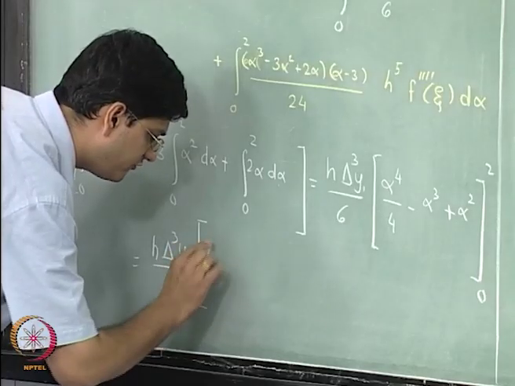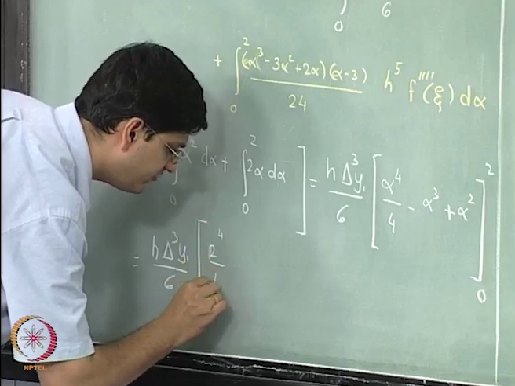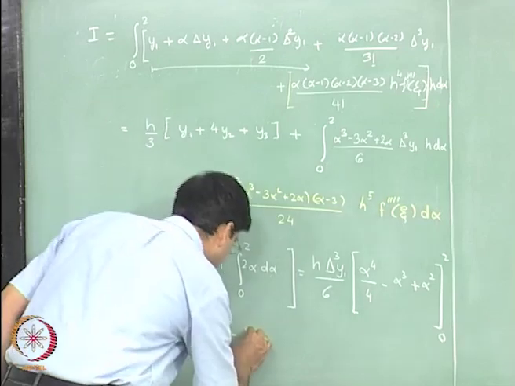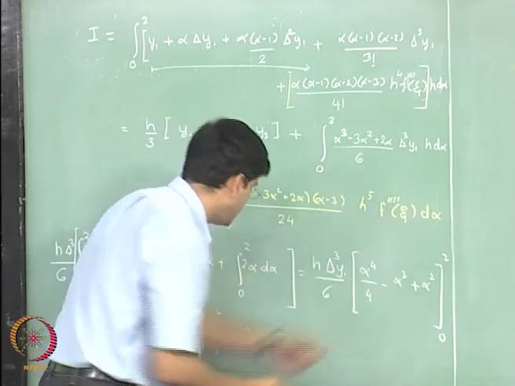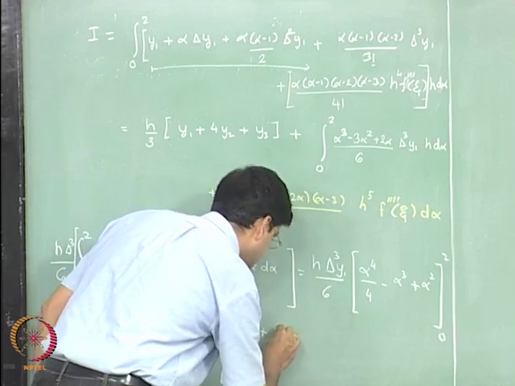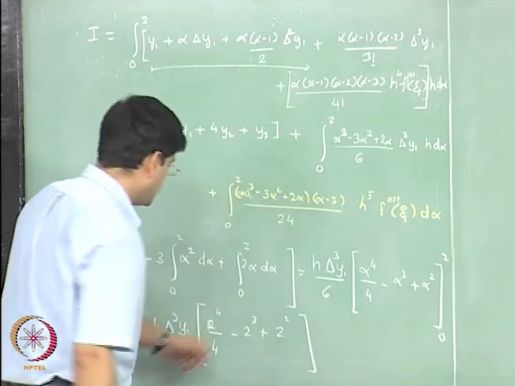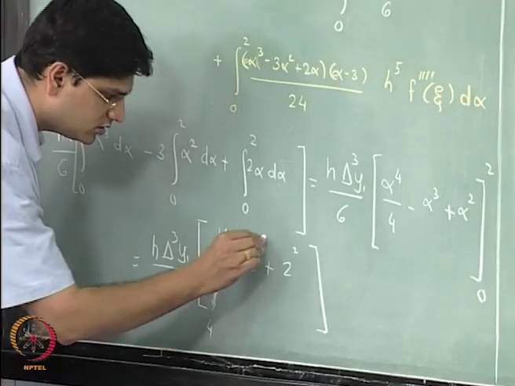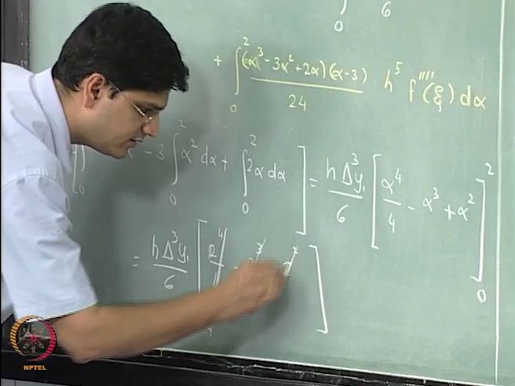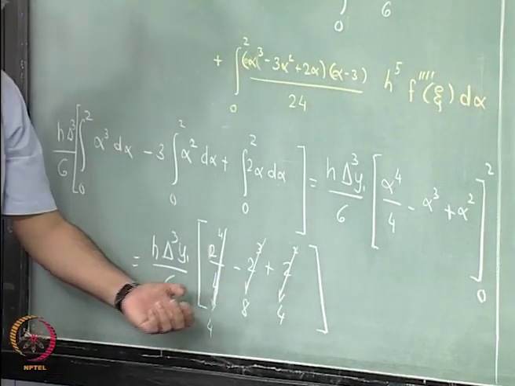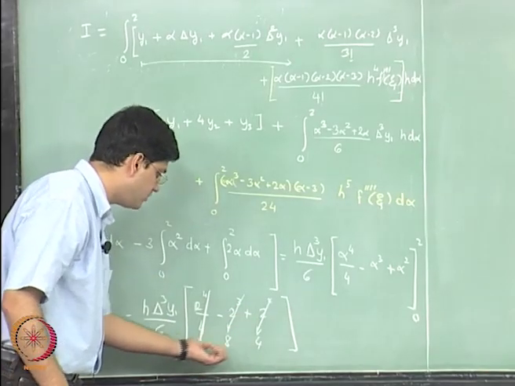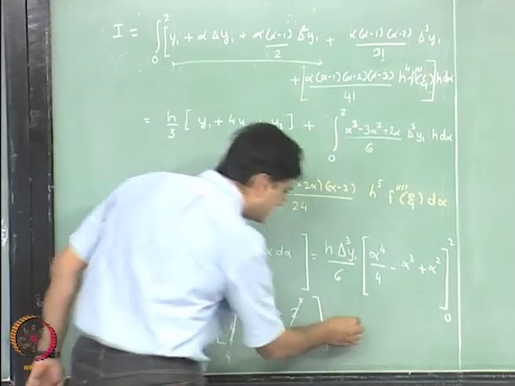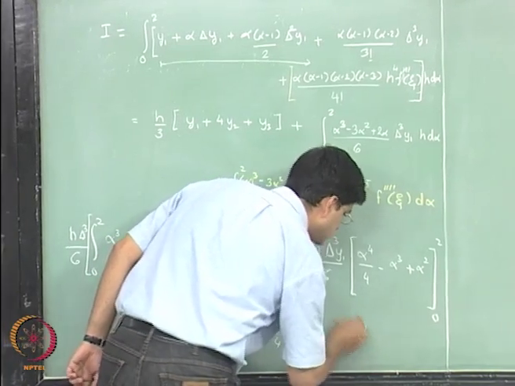So it is 2 to the power 4 by 4 minus alpha cubed, which is 2 to the power 3, plus 2 squared. Okay. So this is 16 divided by 4, which is 4, this is 8, and this is 4. So here what we have is 4 minus 8 plus 4, that is 8 minus 8, that is 0. So this particular term has become 0.